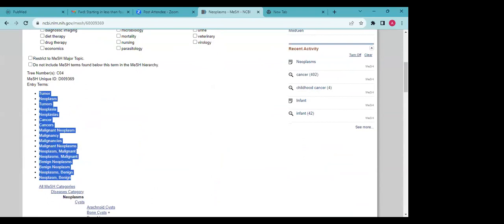What? Because they are related, they are all cancer descriptions, isn't it? Yes. They don't hear me?